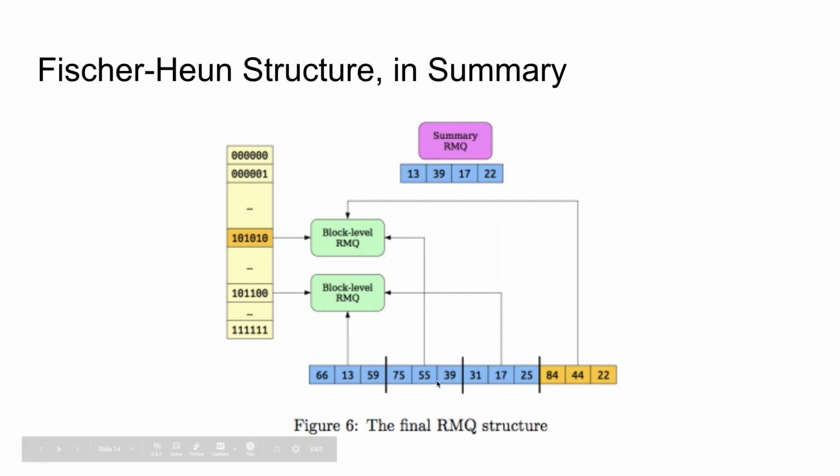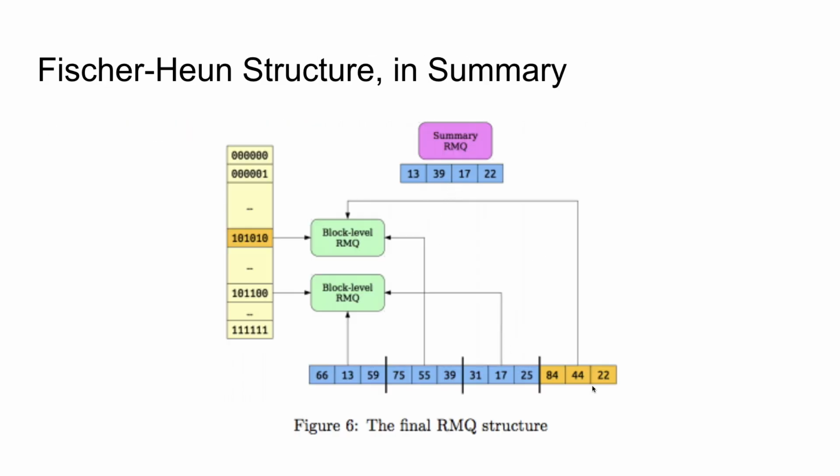Again, we have this array with 4 blocks. We compute the summary RMQ, the minimum number in each block, and we build a sparse table on this one, which is going to run in O of n time because the sparse table is n log n, and this is n over log n size. And then for each block, we compute its Cartesian tree number, which we discussed how to do earlier. We know that there are only 4 to the b possible ones, which bounds the number of brute force DP tables we make.